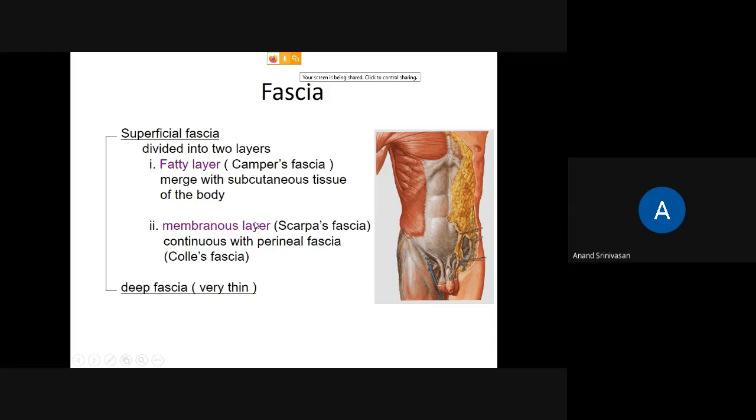The membranous layer continues in the perineum, past the groin, and there it is named differently, called Colles fascia. Now this is very important, and we will be discussing it in applied anatomy later on. So: fatty layer, membranous layer, and Colles fascia.